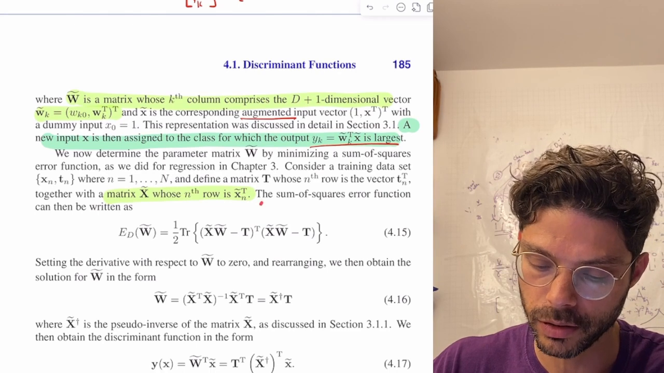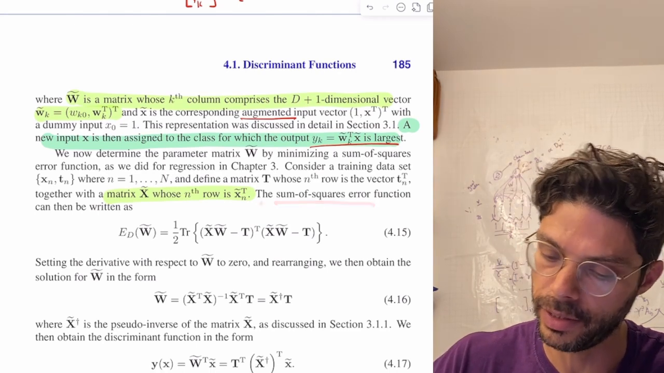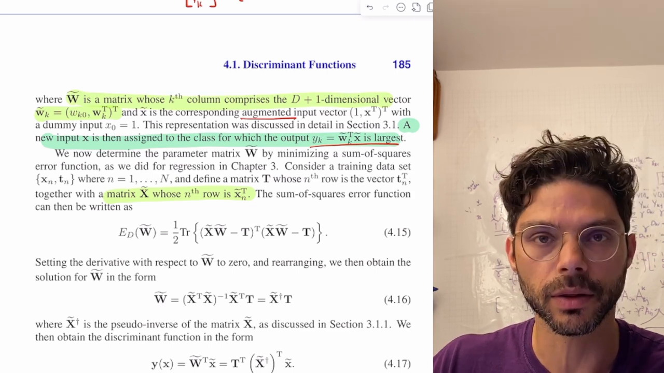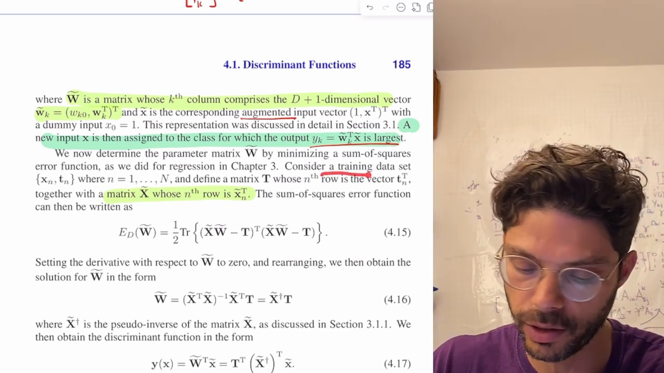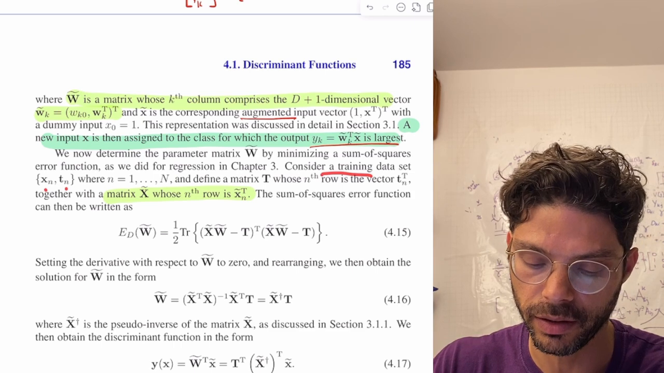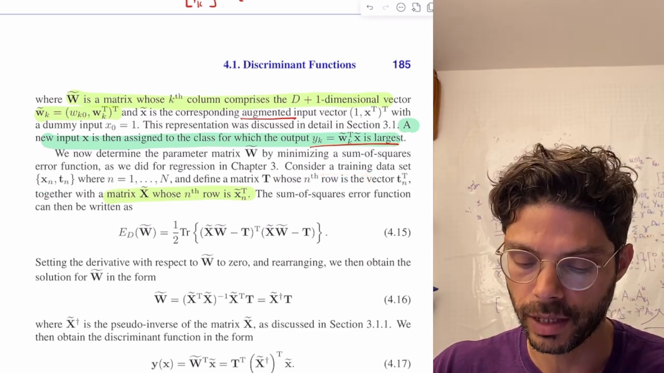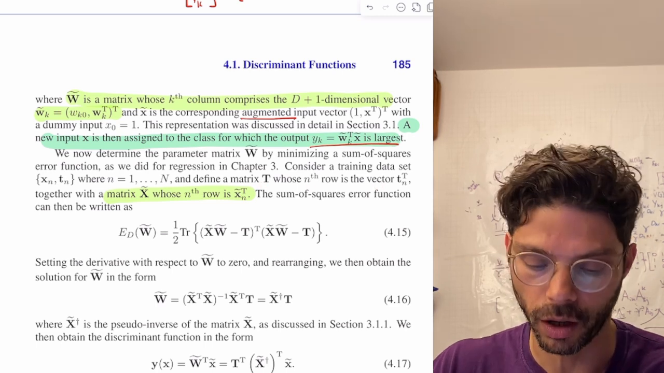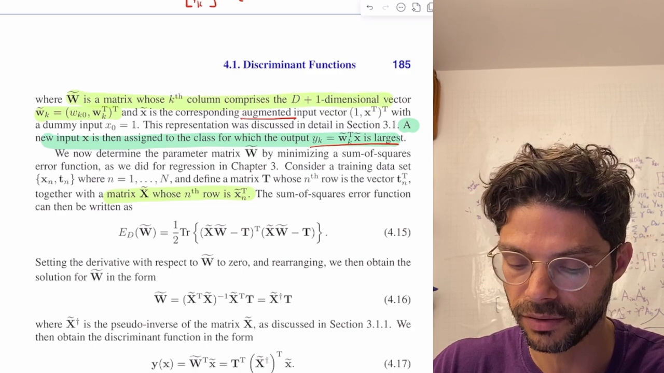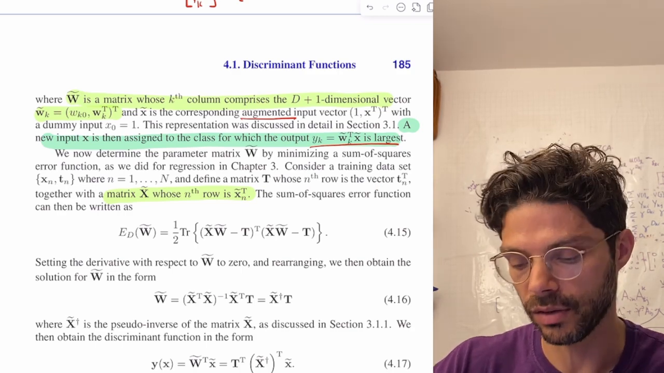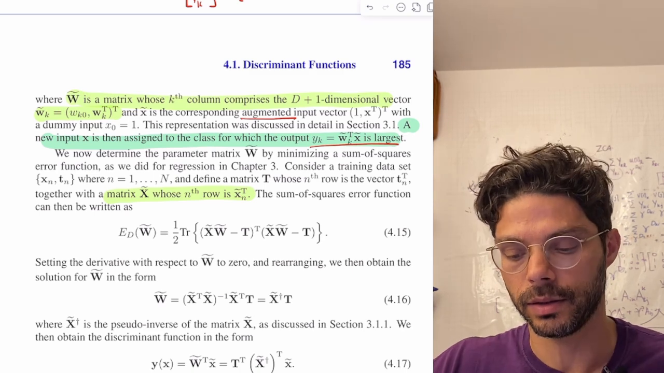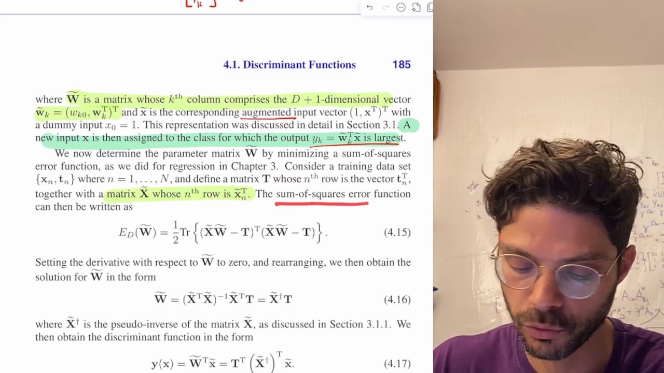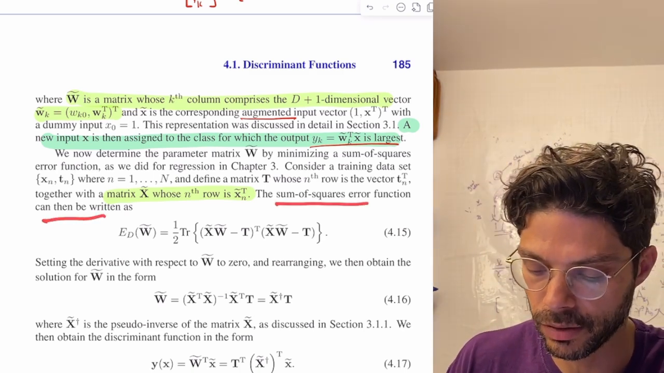Now the sum of squares error function. Let's just make sure we know the way the book is setting up the values. So consider a training data set {x_n, t_n}, where n is equal to 1, 2, up to capital N, and define a matrix T whose nth row is the one-hot vector t_n transpose, together with a matrix X tilde whose nth row is the corresponding input x tilde_n transpose. The sum of squares error function can then be written as this.